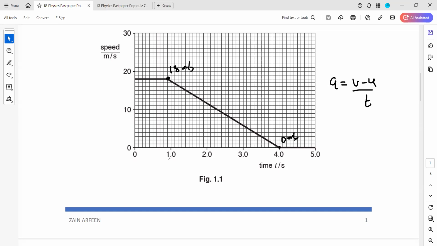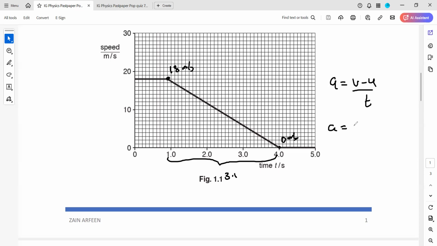And what is the time interval? It started from 0.9 and ends at 4, so the time interval is 3.1. So we will take 0 minus 18. You can also use the gradient, and you will get the same result. When it's a straight line graph, you can either take the gradient or use the formula.